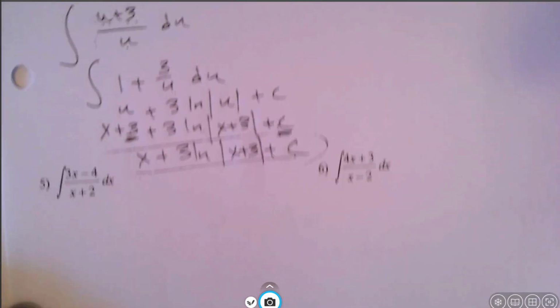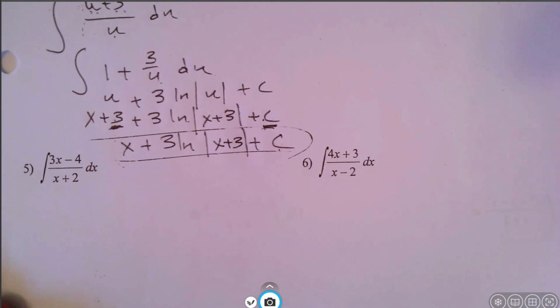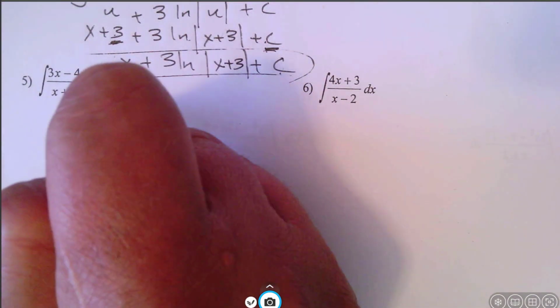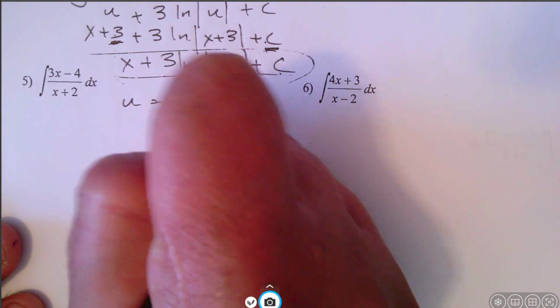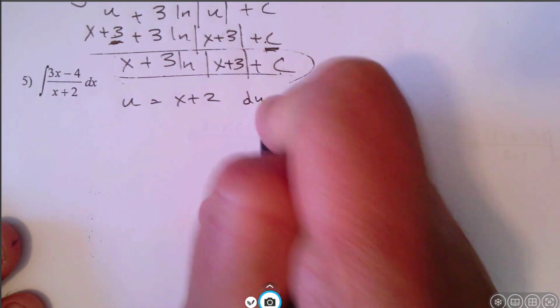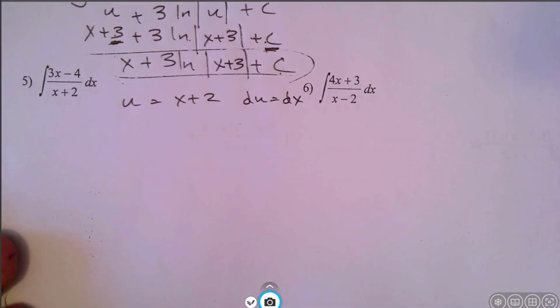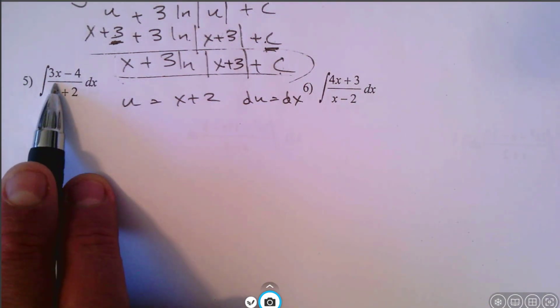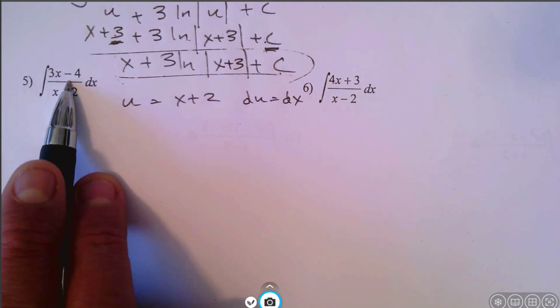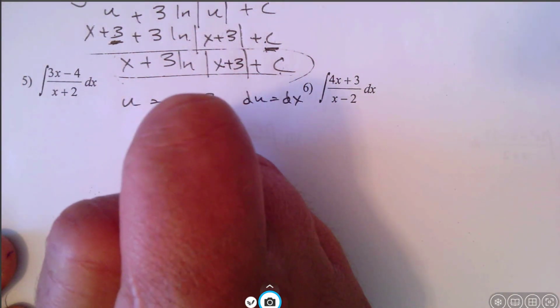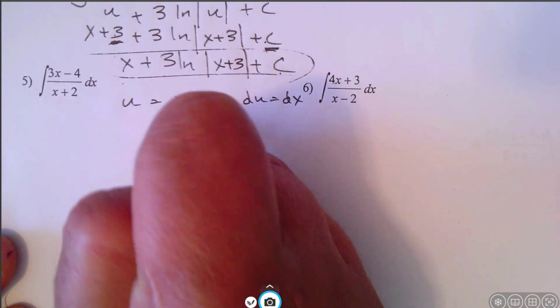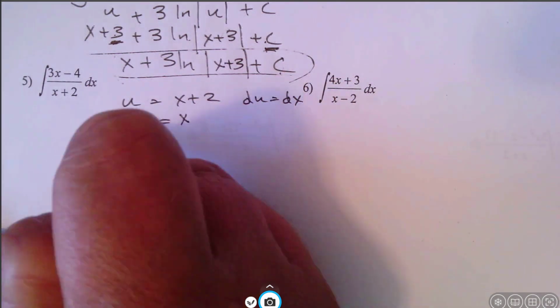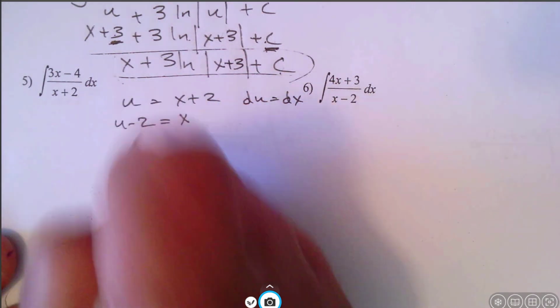For number 5, we've got the same idea going on here. What are we going to let u equal? U here is going to be x plus 2. Du is the same as dx. And now we need to rewrite 3x minus 4 in terms of u. So first thing we want to do is maybe solve this for x. So we get x is equal to u minus 2.